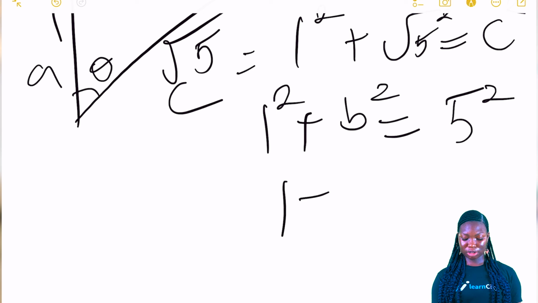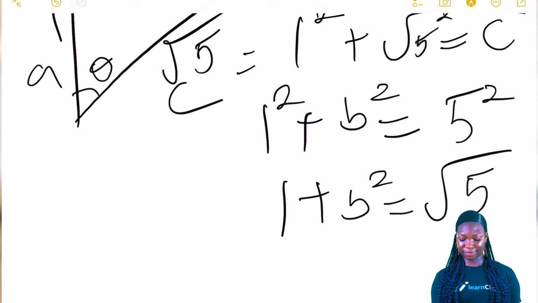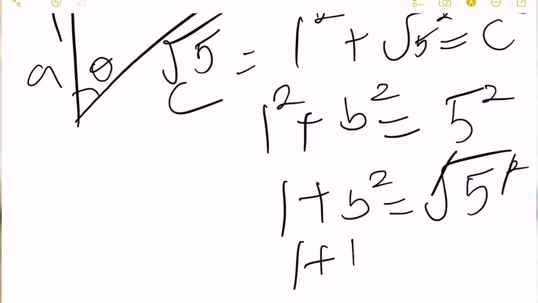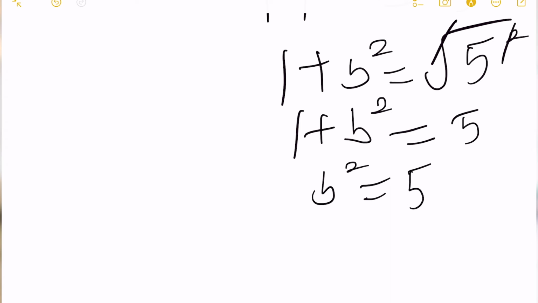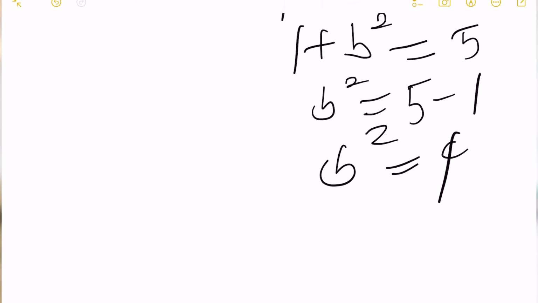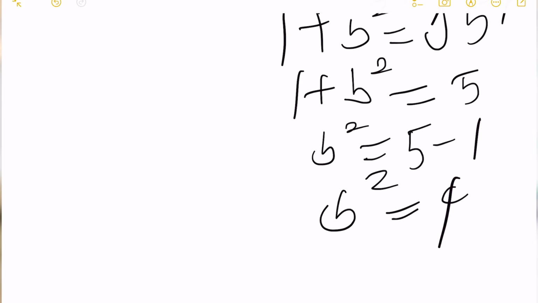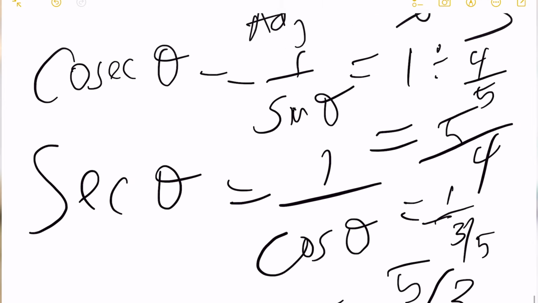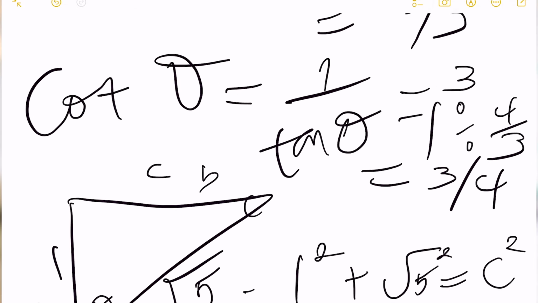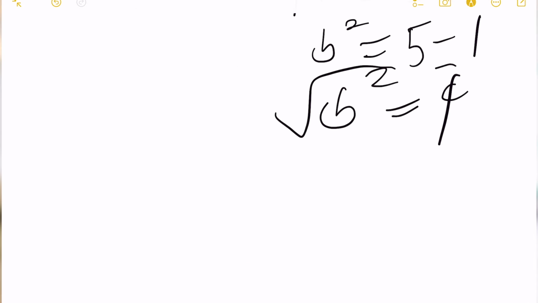So we have 1 plus b squared to be root 5 squared, where we have 1 plus b squared to be 5, where we have b squared to be 5 minus 1. We have our b squared to be 4. So we find the root, where we have our b to be 2.